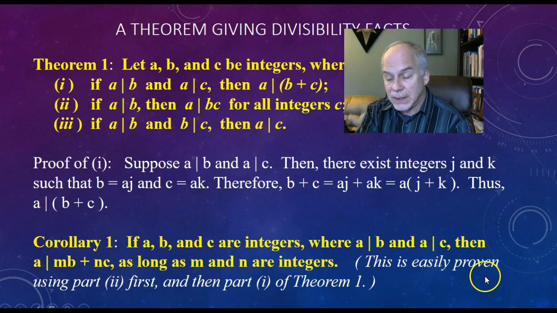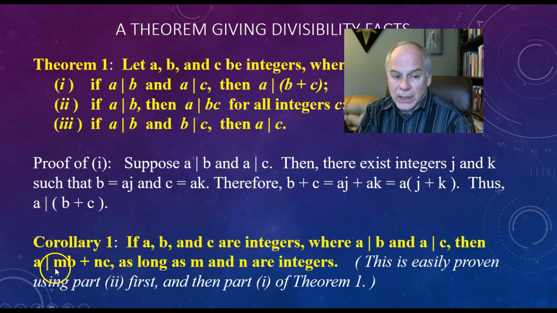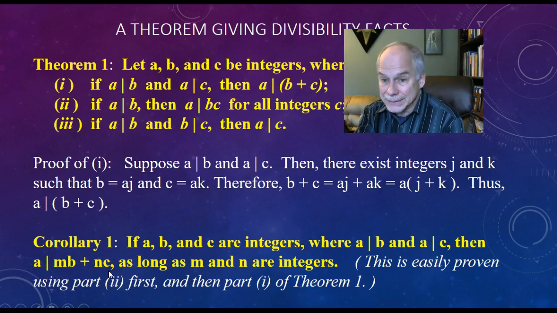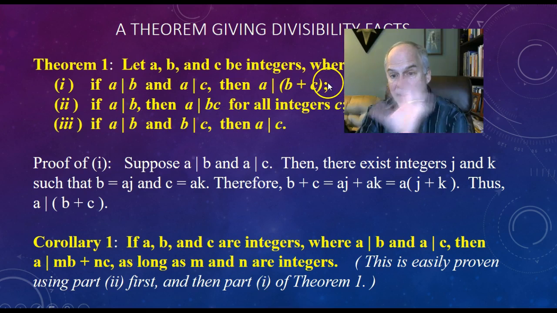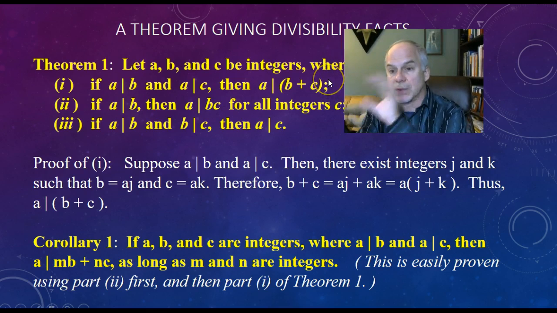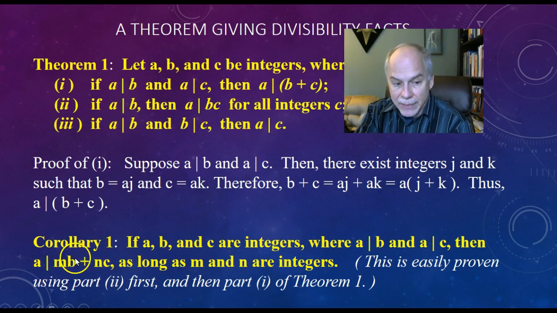But the proof of this is easily done using the second part here first. We know that if a divides b, then a divides b times c. So if a divides b, a will divide mb. And likewise, if a divides c, then a will divide nc. Okay? Well, then you use the first part that says if a divides two things, then a will divide the sum of them. And so you add the two parts up and you get the corollary.